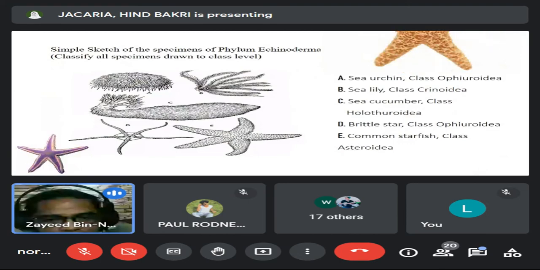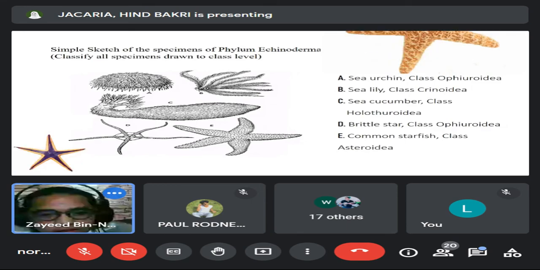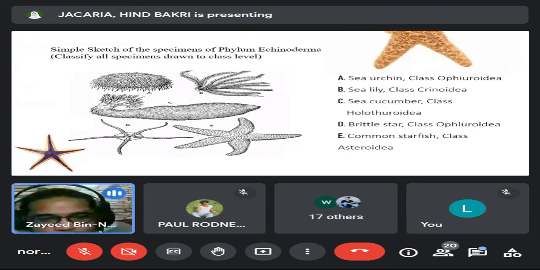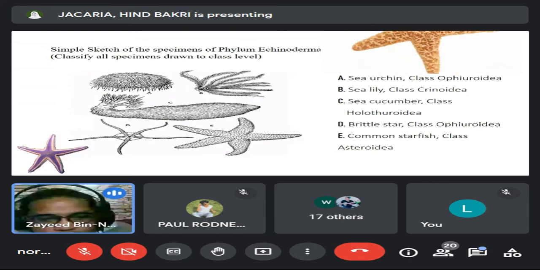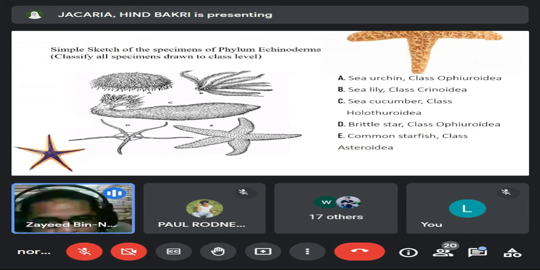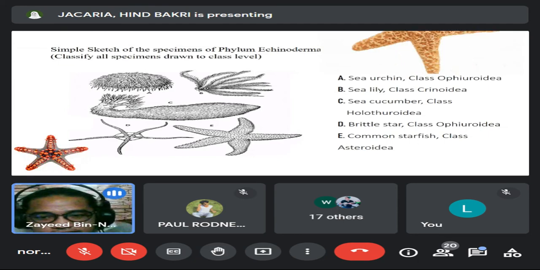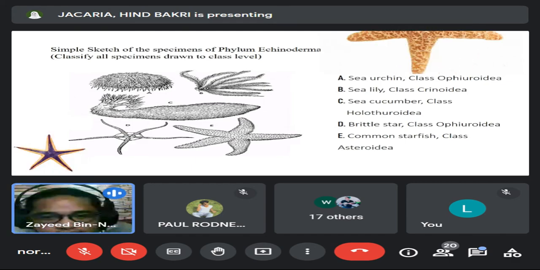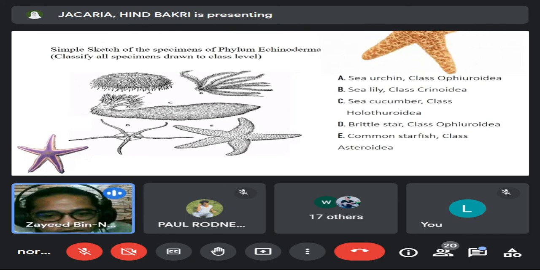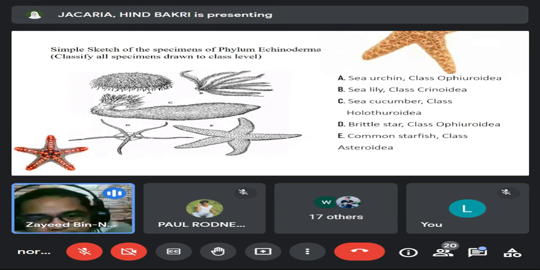Here are the simple sketches of the specimens of phylum Echinodermata, and their classes. For letter A, we have the sea urchin, of class Echinoidea. Next, letter B is the sea lily, of class Crinoidea. Next is the sea cucumber, of class Holothuroidea. Next is the brittle star, of class Ophiuroidea. And the last one is the common starfish, of class Asteroidea. Next slide, please.